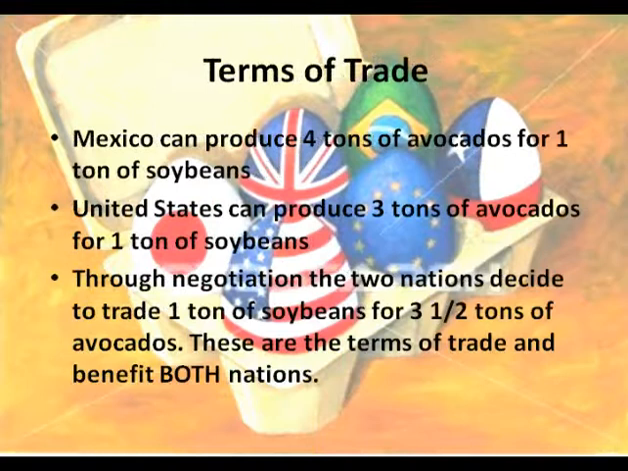Since we figured out that Mexico can produce 4 tons of avocados for 1 ton of soybeans, and the U.S. can produce 3 tons of avocados for 1 ton of soybeans, we have to have terms of trade which will benefit both nations that are in between a 1-to-3 ratio for soybeans to avocados and 1-to-4 ratio for soybeans to avocados. So to make it as simple as possible through negotiation, the two nations decide to trade 1 ton of soybeans for 3.5 tons of avocados. Both nations benefit.